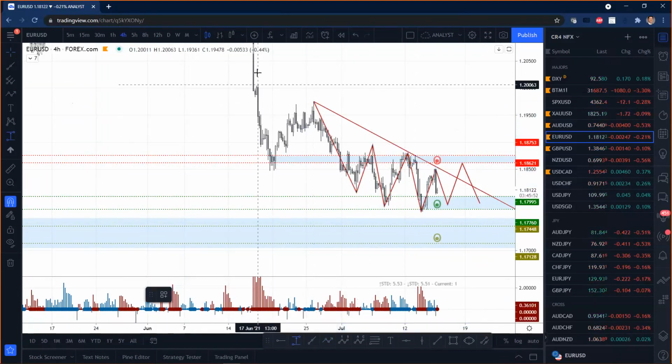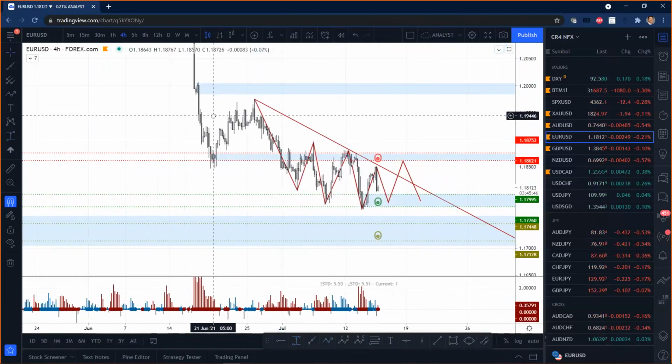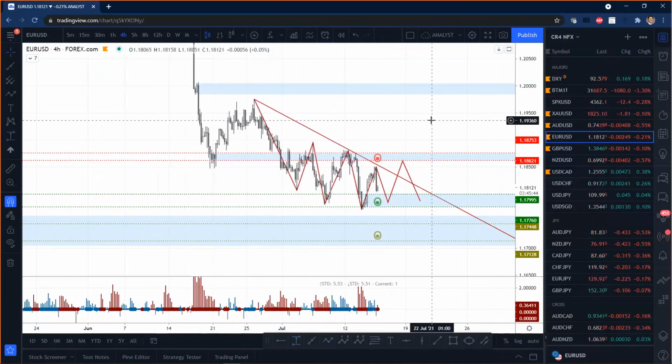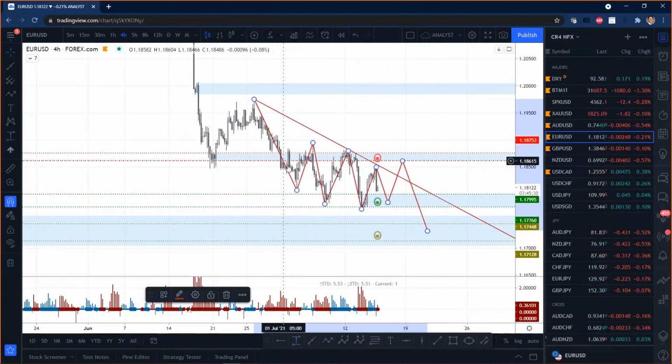So when we're looking at the euro, we're probably interested in looking for opportunities to go short if it comes up to this 120 area. Otherwise, potentially a continuation to the downside here, right, if we have these lows continue to break.